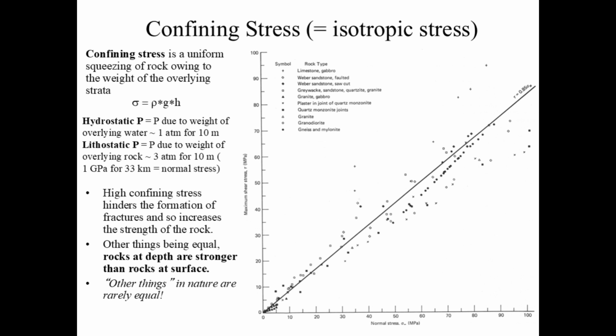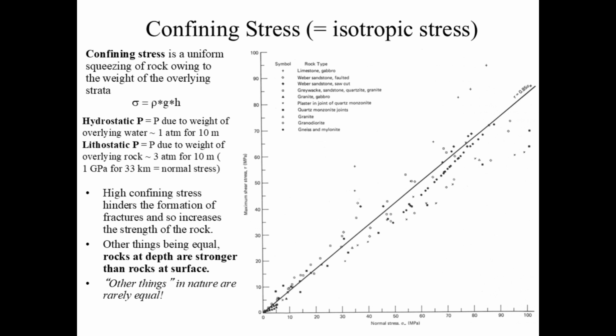So that works out to 1 gigapascal for 33 kilometers in the lithosphere. So the crust is typically 40 kilometers thick. So the lithostatic pressures we expect at the base of the crust are a little bit over 1 gigapascal. Okay, so a couple of things. High confining stress hinders the formation of fractures and so increases the strength of the rocks.